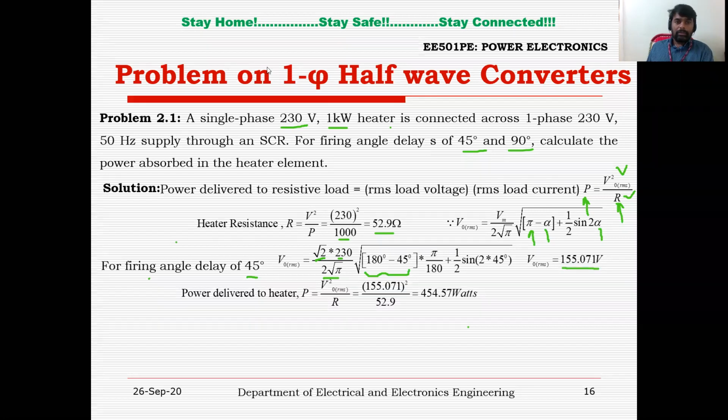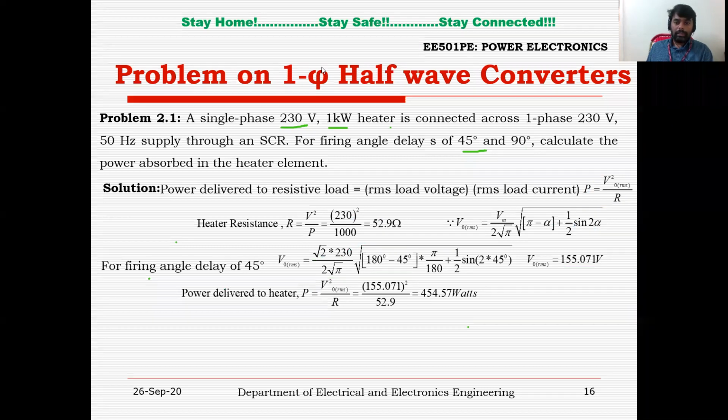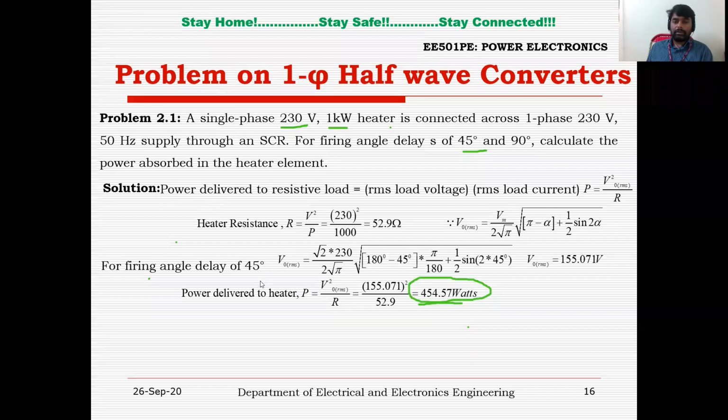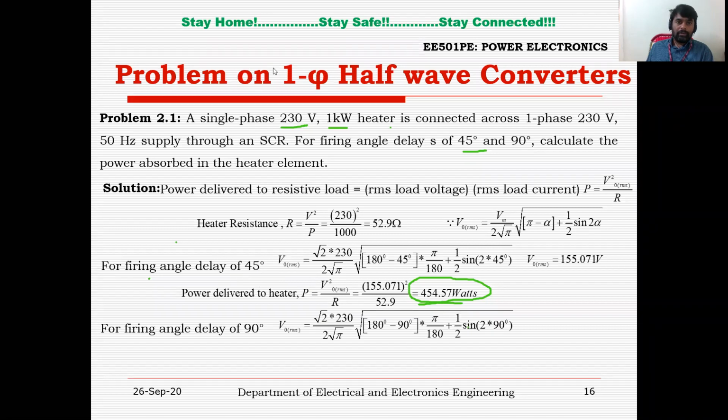Similarly, if you know the RMS output voltage, you just substitute it in this expression, which is V naught RMS square divided by the R value, which is 52.9. If you calculate, you will get this much power, which is consumed by the resistance of the heater. Now, similarly, you can calculate at firing angle 90 degrees. You just substitute 90 here instead of 45.